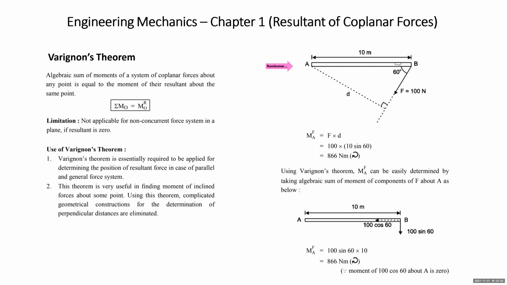The moment of F about an axis through A: this force will try to rotate the bar about the axis through A clockwise. So it is F into D clockwise. F is 100, D is 10 sin 60, so 866 Newton meter clockwise. This is our traditional knowledge.